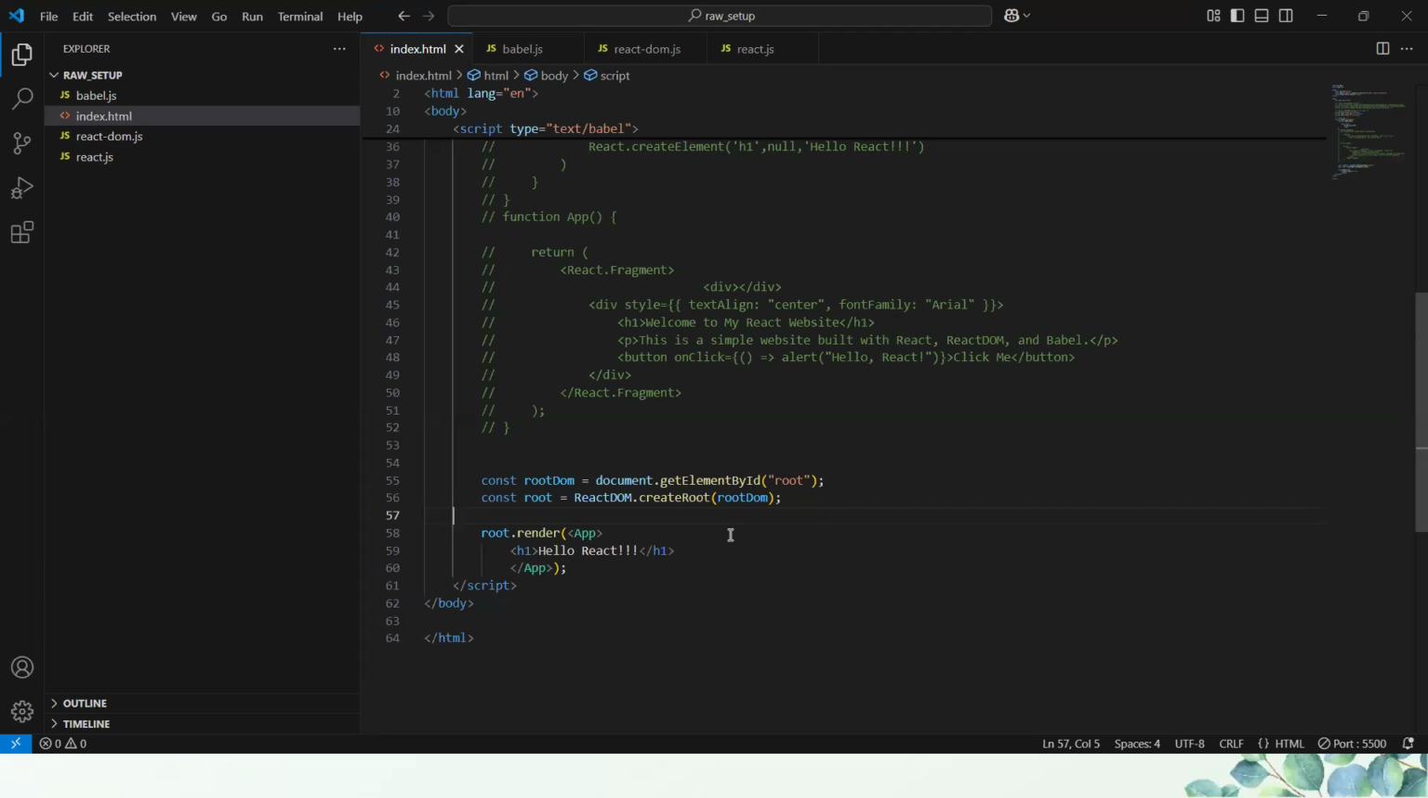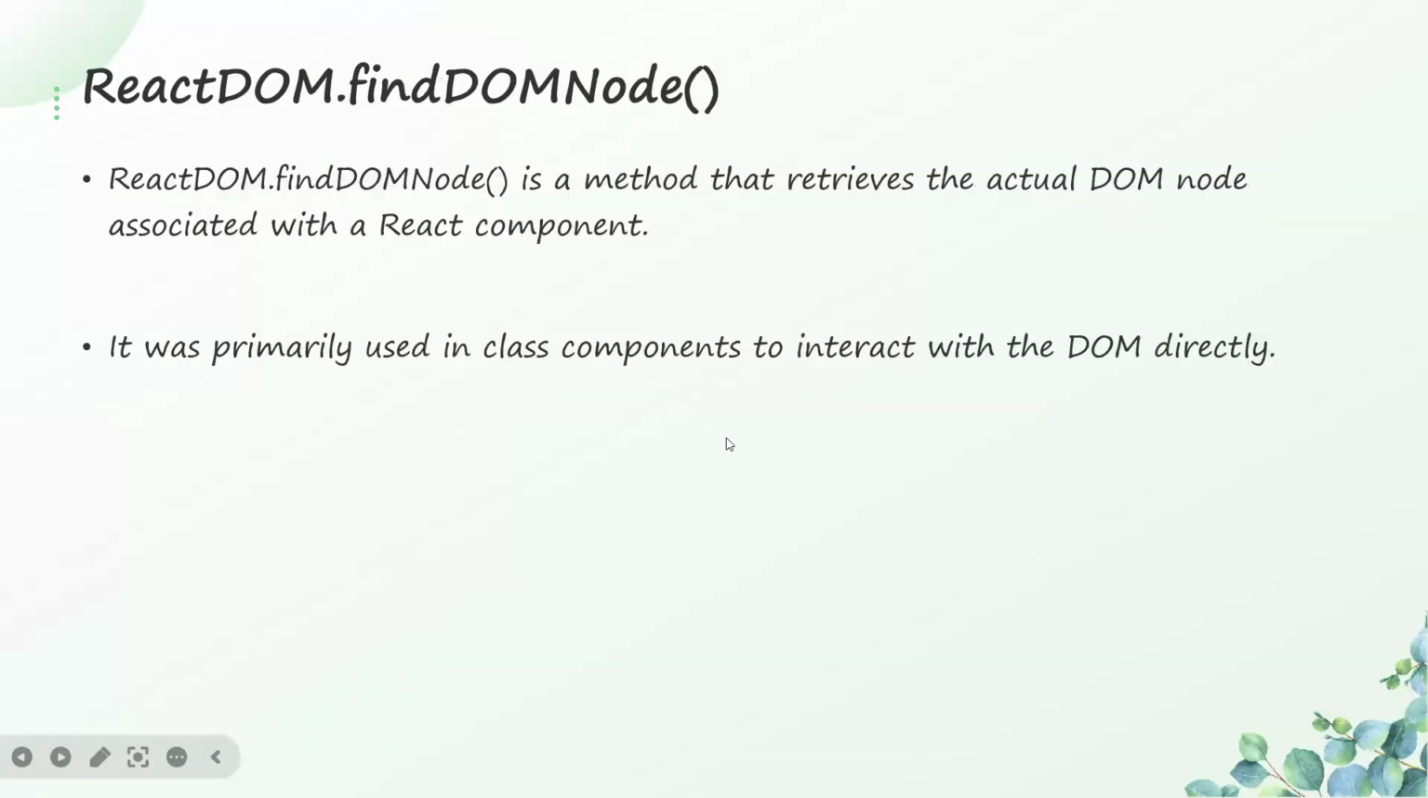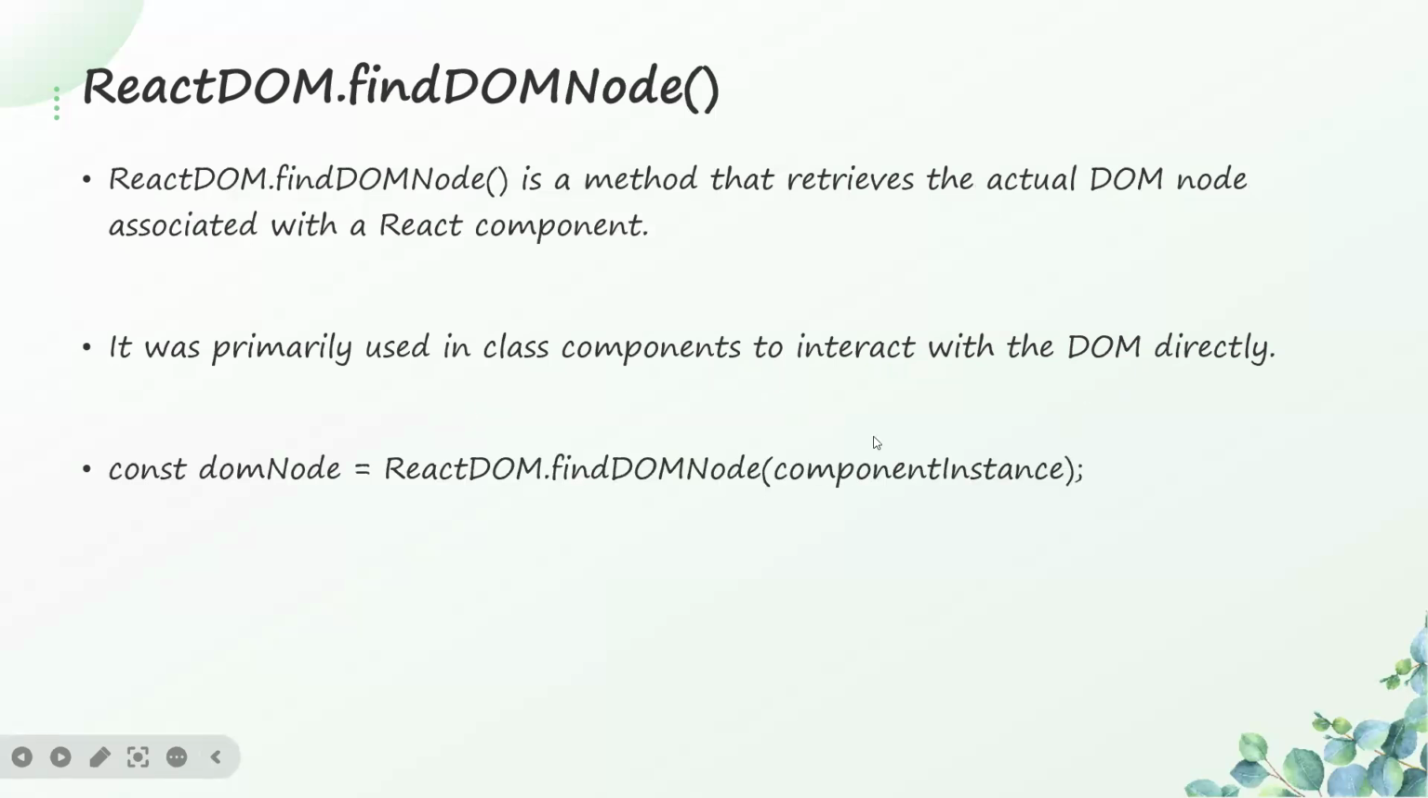React DOM.findDOMNode was primarily used in class components to interact with the DOM directly. So when you say ReactDOM.findDOMNode, you're passing in a class component, okay? But there's no need for me to even show you this because it is no longer being used, so it is deprecated. But it's one of the methods you can find. I have used it before, but I no longer use it again.